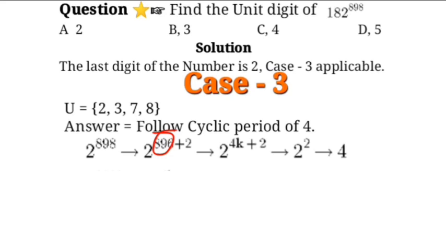So we can write 898 as 4k plus 2. So 2 raised to 4k is 1, so we don't need it. So 2 raised to 2 is 4. 4 will be the answer. C is the answer.